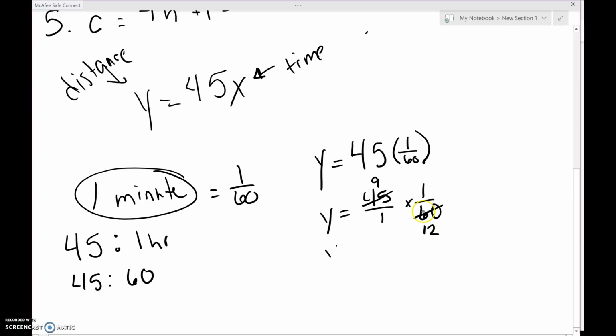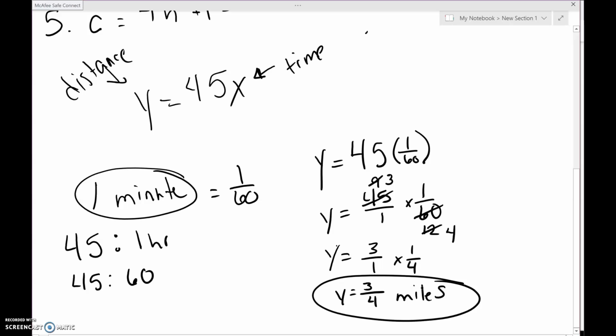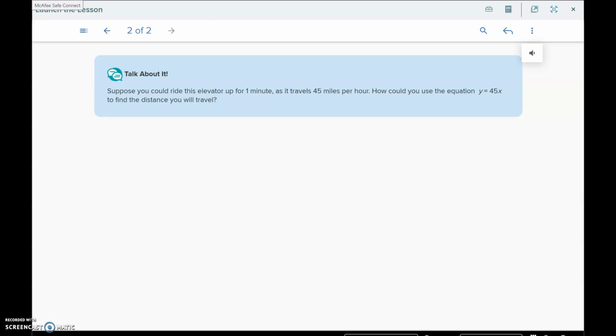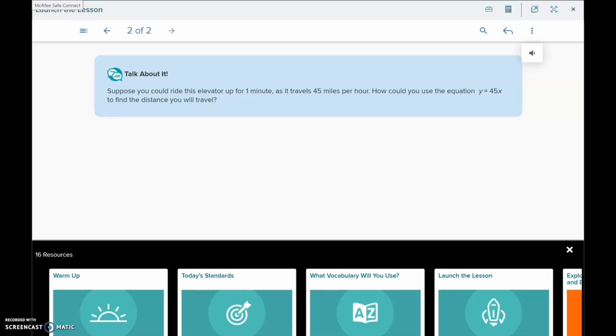Ooh, but I know that 9 and 12 share a factor of 3. So 9 becomes 3 and 12 becomes 4 when I divide by 3. So now I have some simplified numbers I can use. So now I have y equals 3 over 1 times 1/4. I'm going to multiply across and y equals 3 over 4. So in 1 minute, I can go 3/4 of a mile. That's pretty far in an elevator. I don't know that I would want to be stuck in that elevator that long.